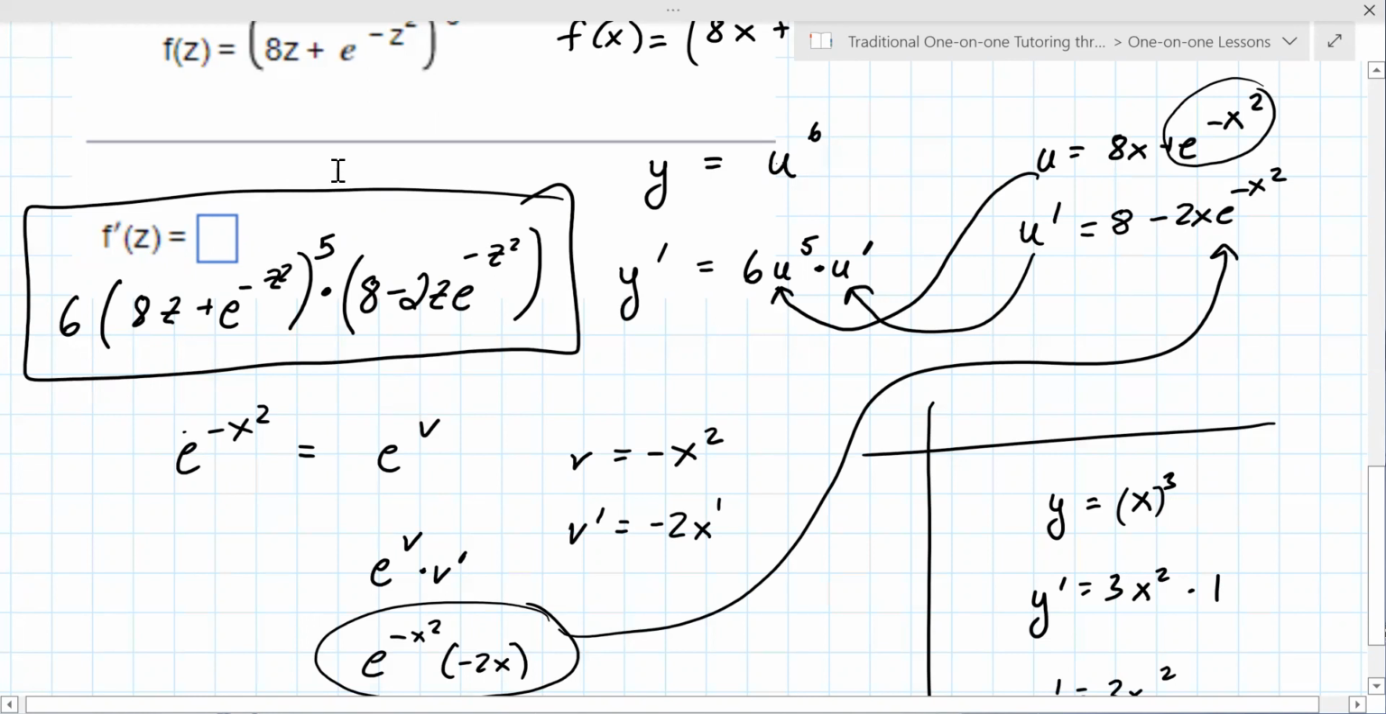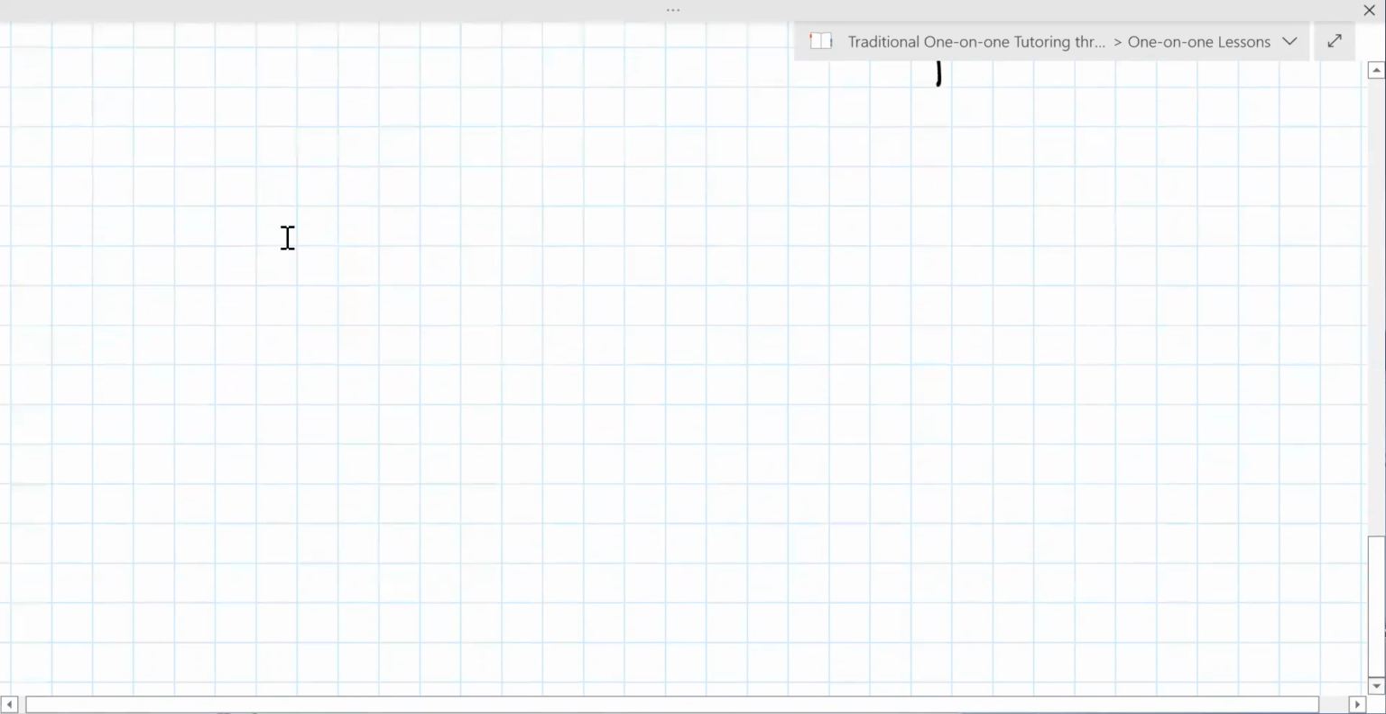Okay, let me double check here. That's crazy. Okay, I think we're good. Awesome. They can get way more complicated than even that, but it ends up being more of the same.